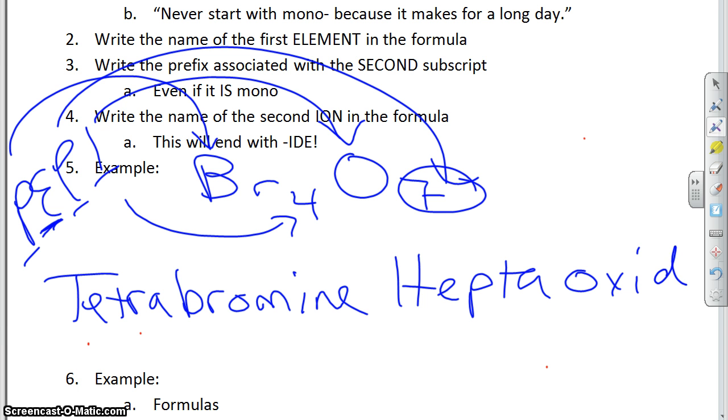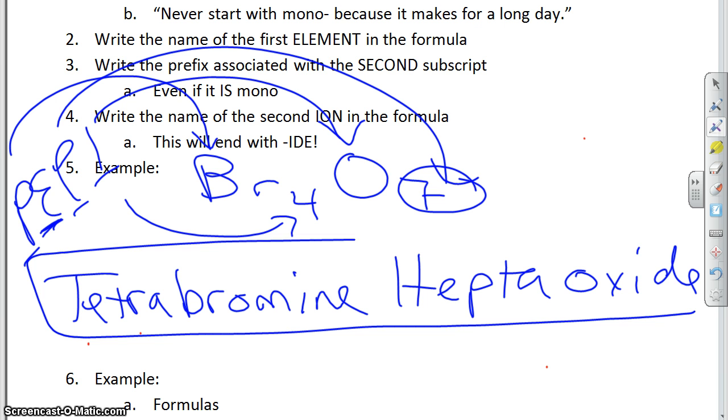Heptaoxide. Now if you wrote this down you'd get full credit, but one thing I didn't mention in the notes is these little kind of awkward double vowel sounds at the end of a prefix. If you start with a prefix and the element starts with O, we generally will chop off that A, so we would say tetrabromine heptoxide. But that's not a requirement, that's just kind of how we do it. I'm not going to dock you for that.